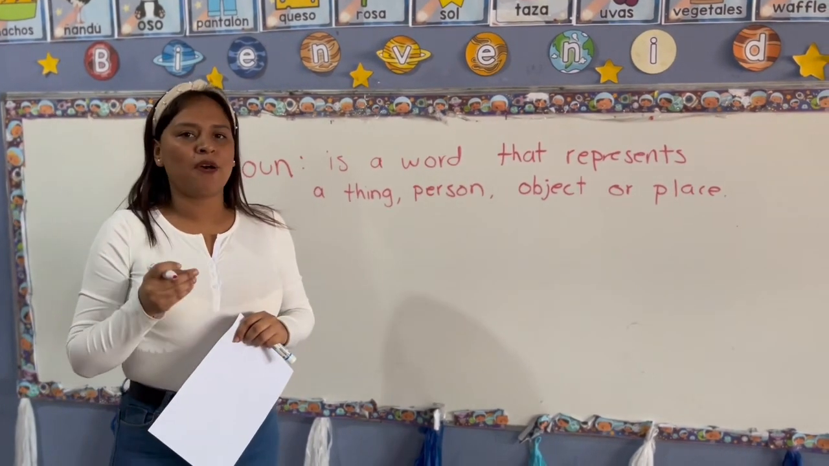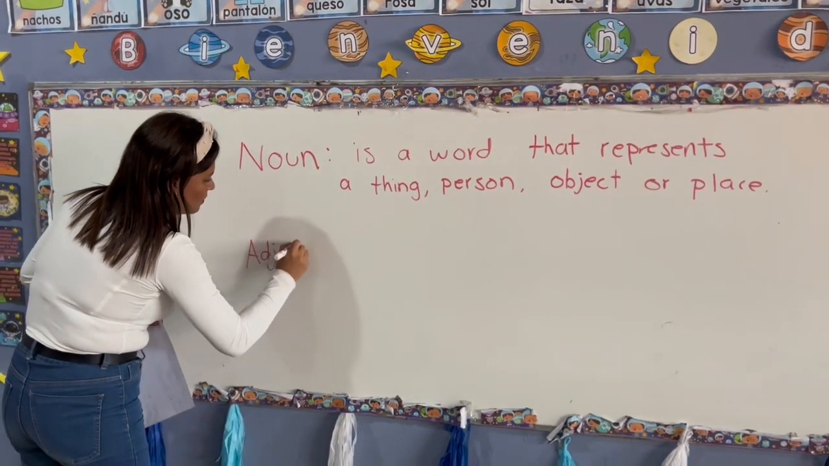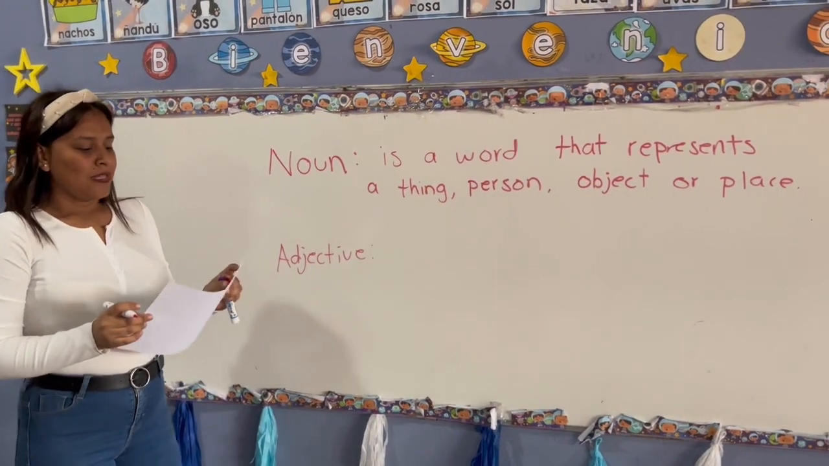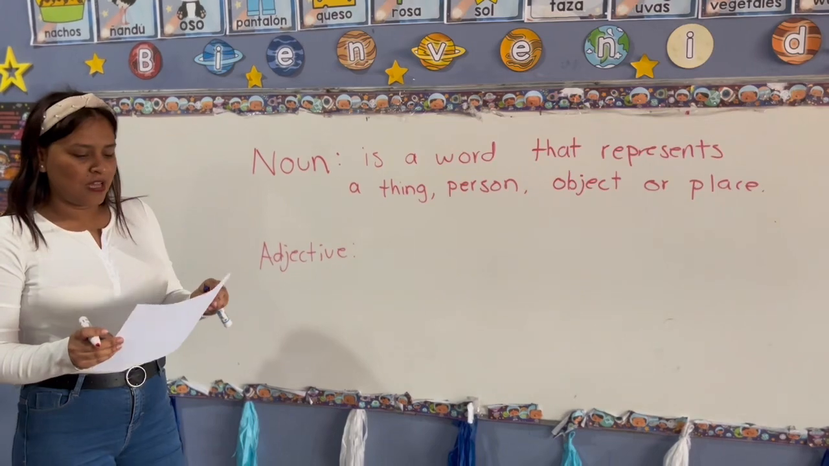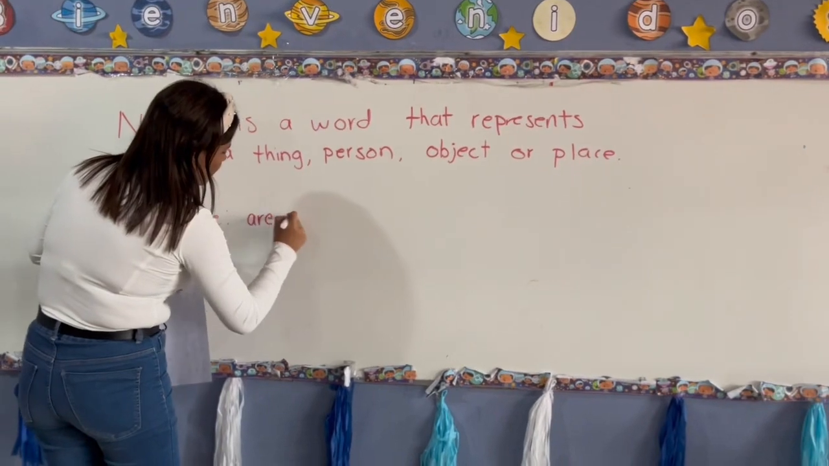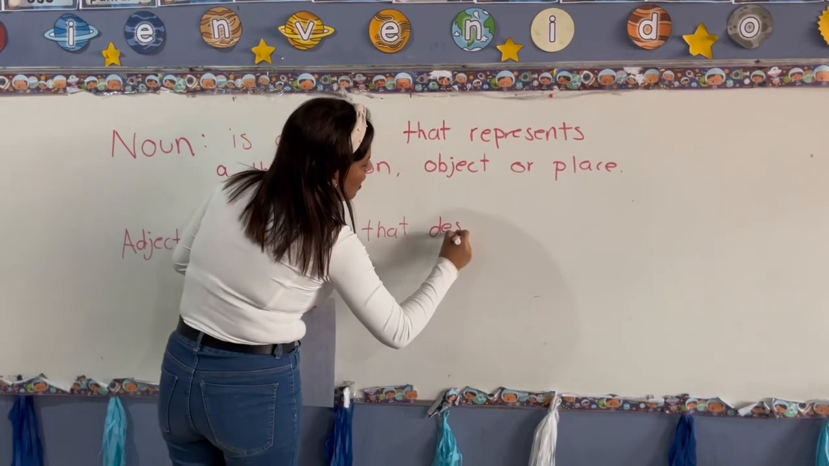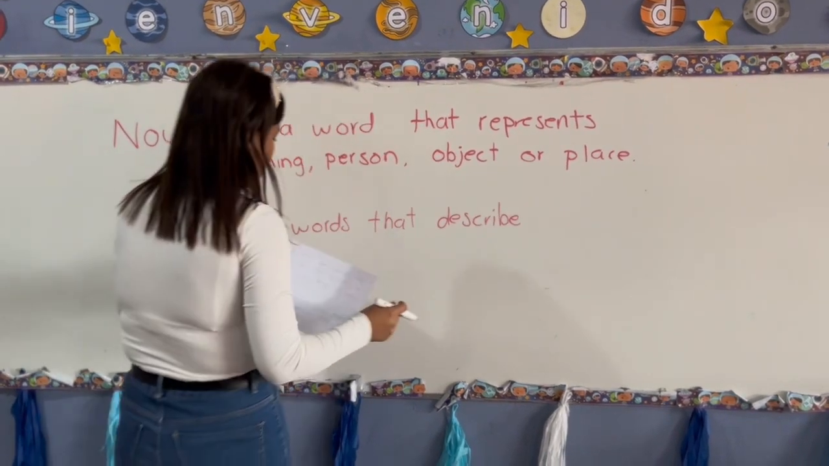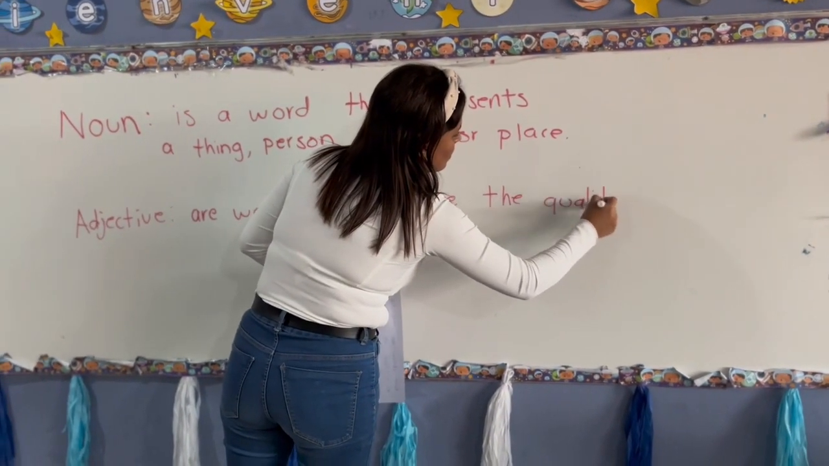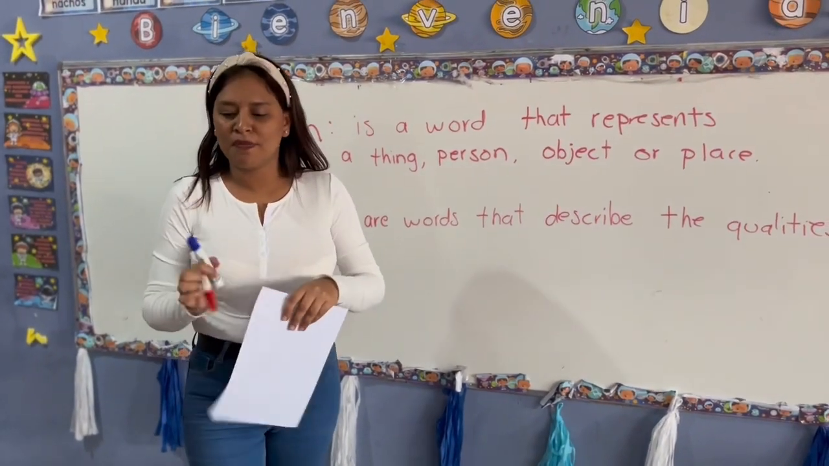So now we're going to talk about adjectives. The word adjective means words that describe the qualities or states of being of nouns. Adjectives are words that describe the qualities of something. So now that we have this information, we're going to check out some examples of this.